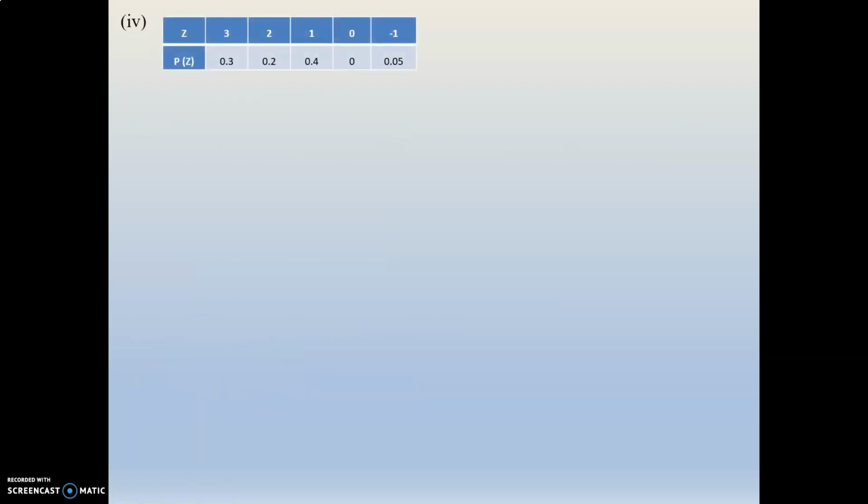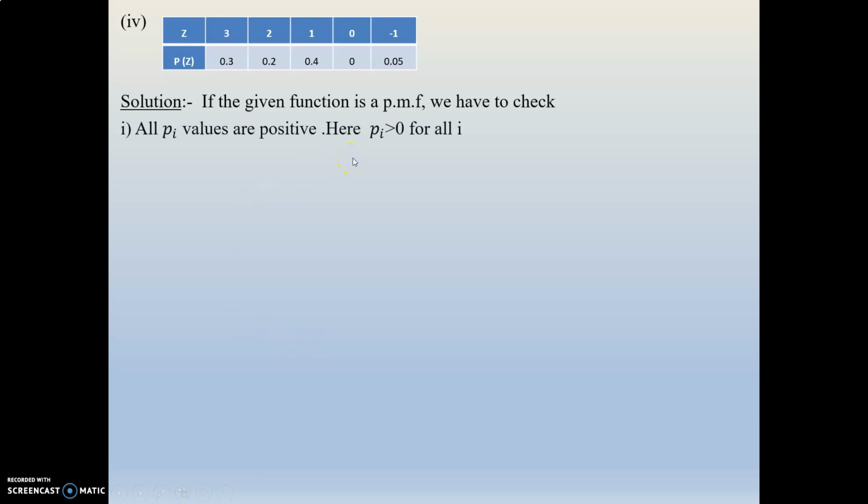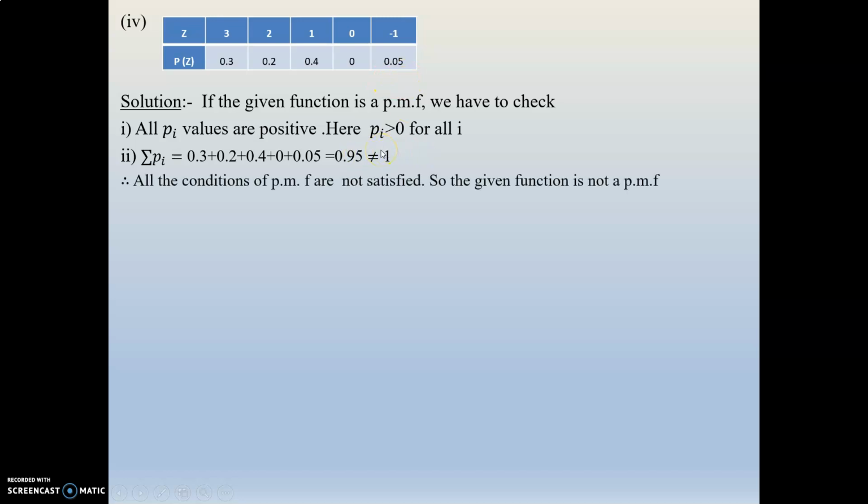Next question. Here all the probabilities are greater than 0 for all i. Sometimes equality will come, but if we are considering pi greater than or equal to 0, then this is satisfied. Otherwise you have to check both conditions. So 0.3 plus 0.2 plus 0.4 plus 0.05 is 0.95, which is not equal to 1. Therefore the second condition is not satisfied. Therefore the given function is not a probability mass function.